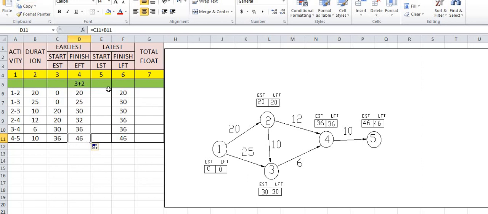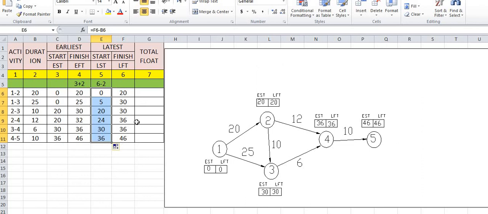Next, again important, how to find the LST depending upon the LFT. Here we will subtract. While calculating EFT we added the durations; while calculating the LST we will subtract the duration. That is 6 minus 2: the sixth column, the LFT column, minus the duration column.